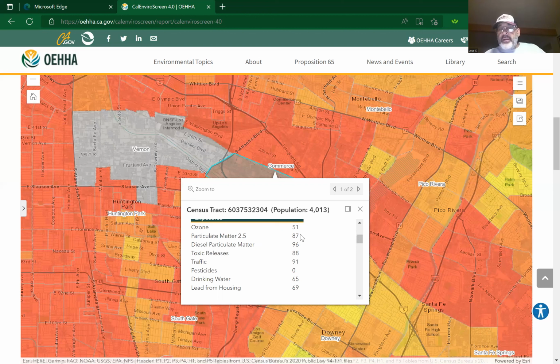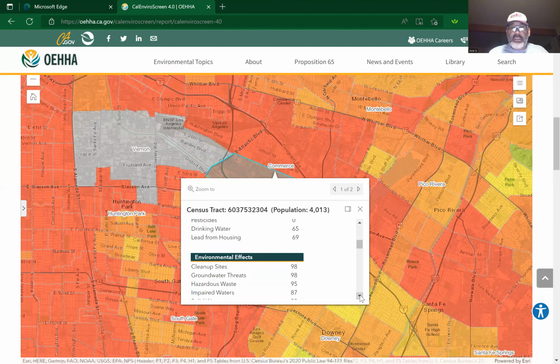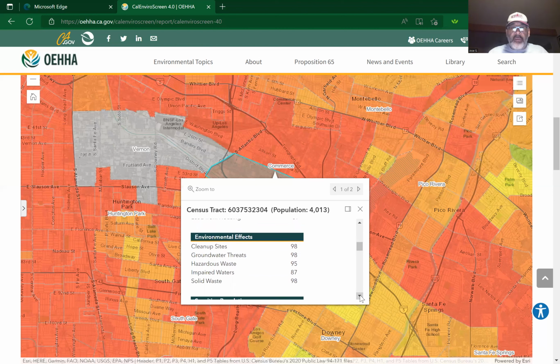But for particulate matter, which gets deep in your lungs and can give you heart disease, it's in the 87th, which means only 13% of the other census tracts are worse. For diesel particulate, which is more carcinogenic than regular particulate matter, it's in the 96th percentile. For toxic releases, 88. For traffic, 91. For drinking water, it's 65, and 69 for lead from housing, which is, I guess, not too bad.